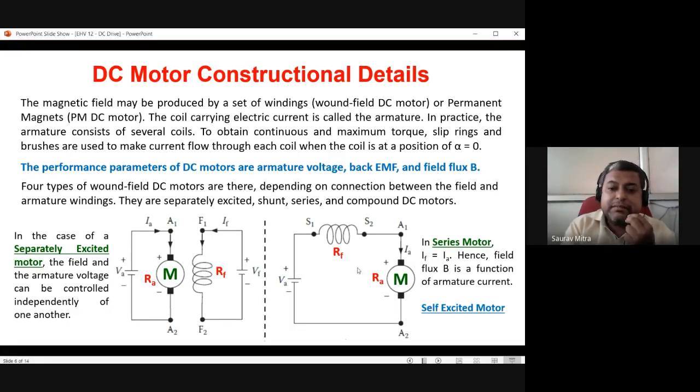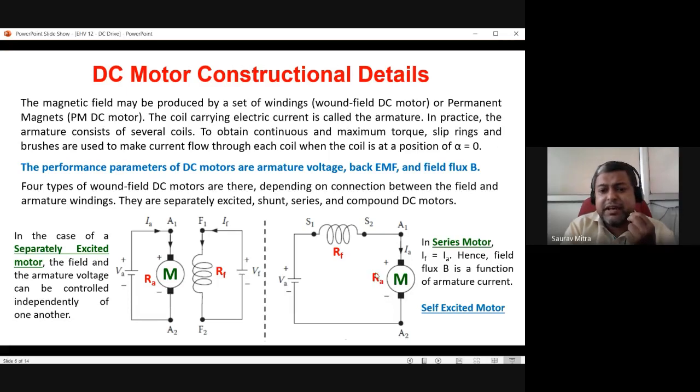Whatever current passes through the armature is the same as the current used to produce the magnetic field. Whatever phi is, phi means nothing but B. Phi is the flux in Weber, and the flux density is a function of Ia. So phi is proportional to Ia in a DC series motor. The magnetic field may be produced by a set of windings called field winding; in a permanent magnet motor, the field winding is not there. The current carrying electric conductor is called the armature.